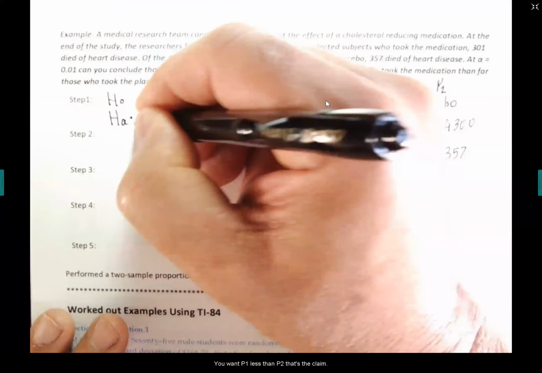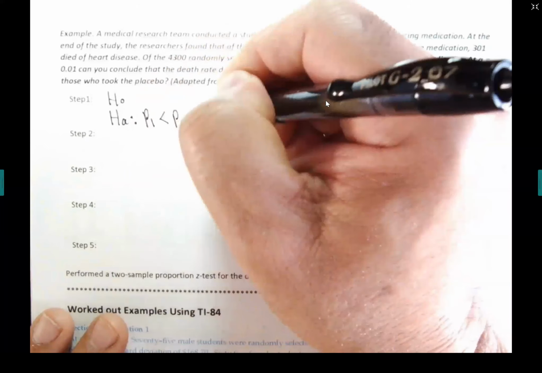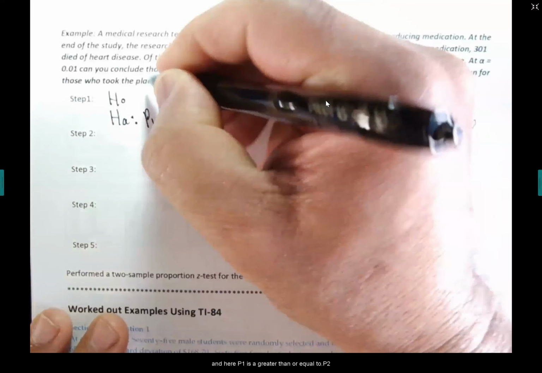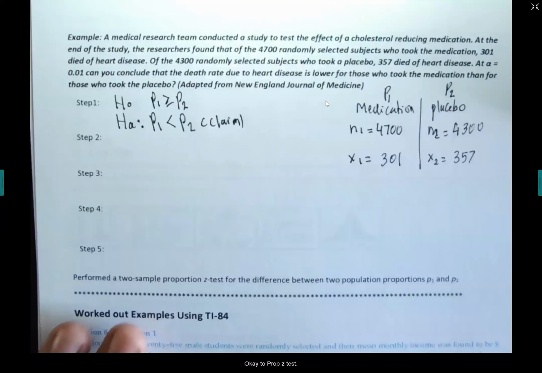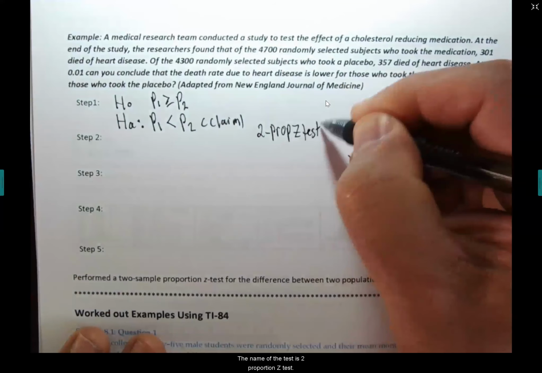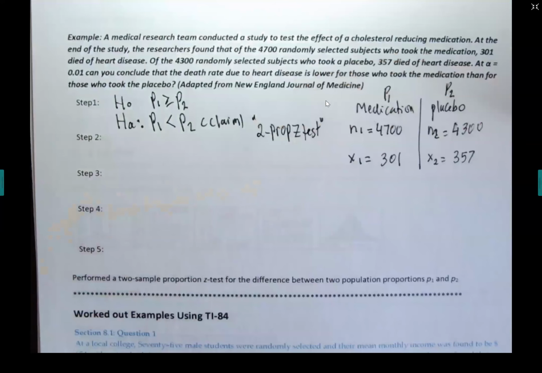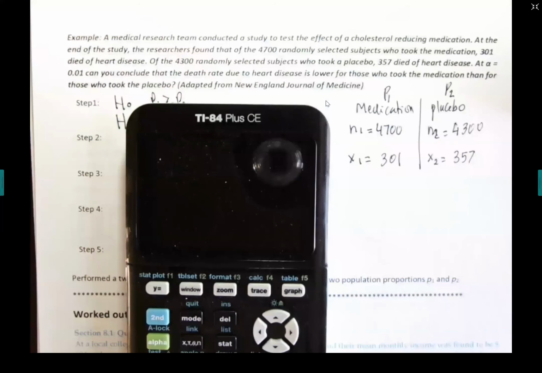So HA, P1 is less than P2. That's the claim. And here, H0, P1 is greater than or equal to P2. Okay, 2 prop Z test, guys. The name of the test is 2 proportion Z test. In chapter 7, it was 1 proportion Z test. Now it is 2 because you have 2 samples. So let's do this.